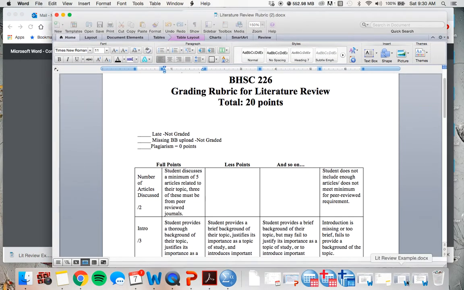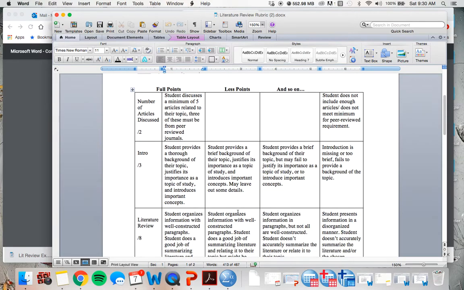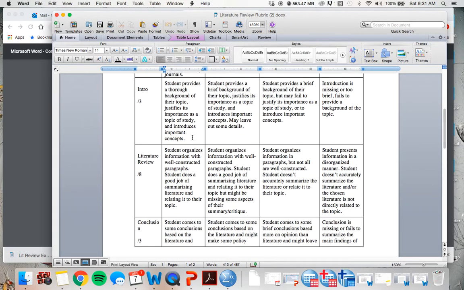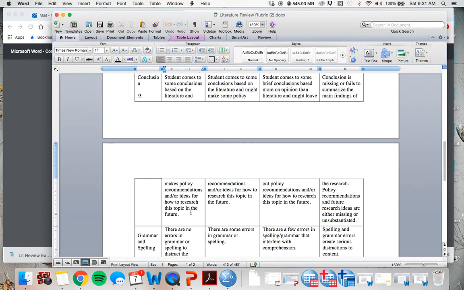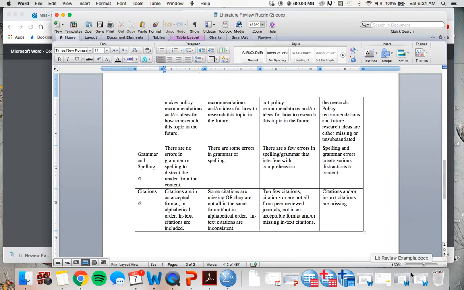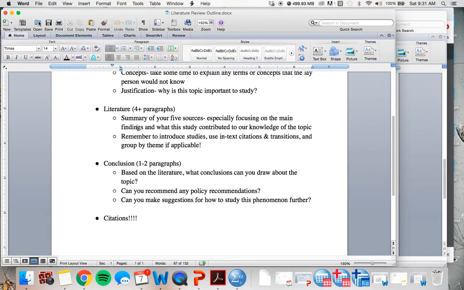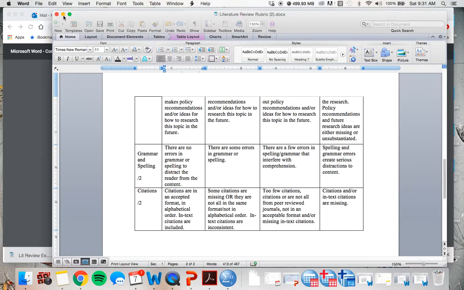So the grading rubric is pretty straightforward. You get points for making sure you discuss 5 sources, the introduction, the meat of it really, the literature, and then the conclusion where you talk about policy recommendations, and make sure you add those citations in. This time they would all go at the end.